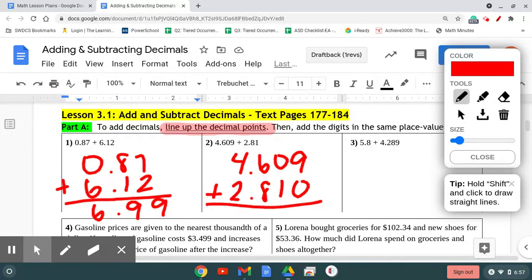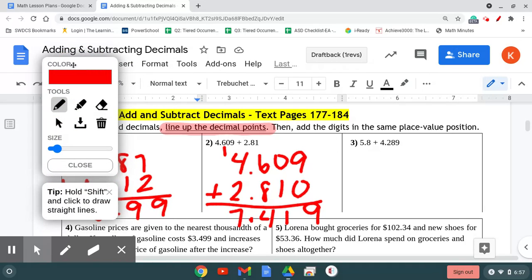9 plus 0 is 9. 0 plus 1, 1. 6 plus 8 is 14. Carry my 1. 4 plus 2 is 6. And then don't forget about my 1 up there, 7. I bring down my decimal point. So 7.419.